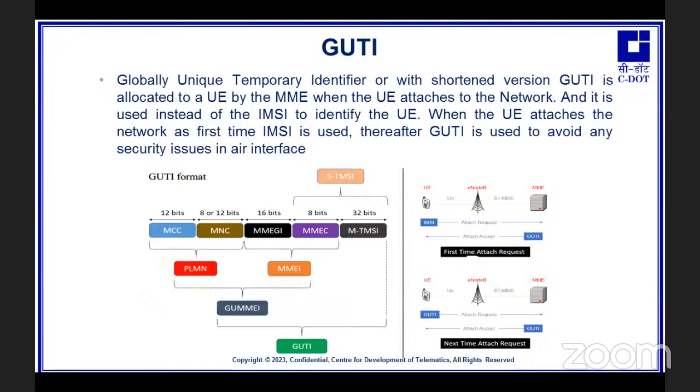I already explained what GUTI is. GUTI means globally unique temporary identifier. It is allocated to a UE by the MME when the UE attaches to the network, and it is used instead of IMSI to identify the UE. When the UE attaches to the network for the first time, IMSI is used, and therefore GUTI is used afterwards to avoid any security issues or errors. That I already explained. Any doubt about this GUMMEI, GUTI, all these things? Because this terminology you have to face every day when you do actual work.